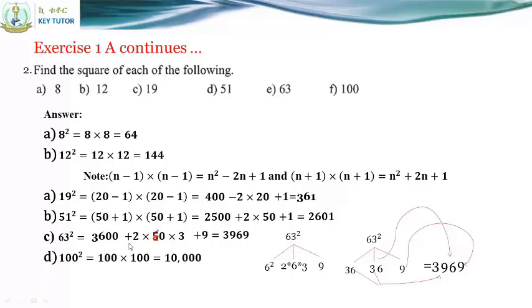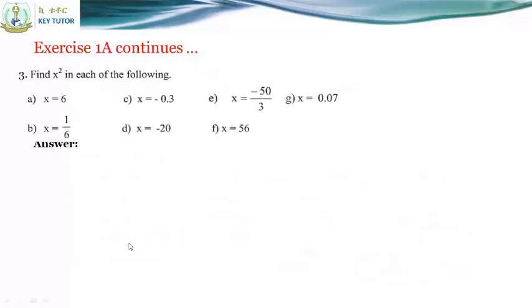100 squared, you must know this is 10,000. Find the square in each of the following. Well, as in the previous, we may focus on, say, 1 over 6 squared. 1 over 6 squared is 1 over 6 times 1 over 6, which is 1 over 36.